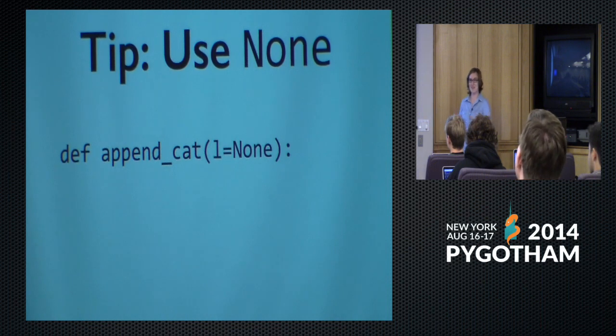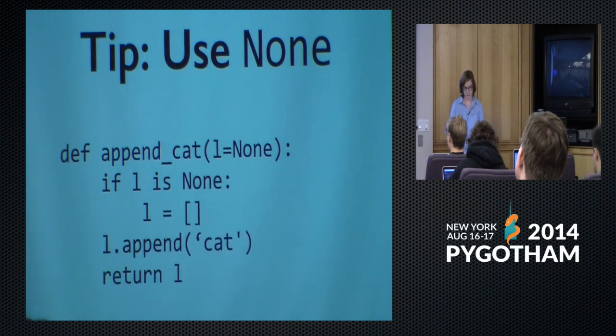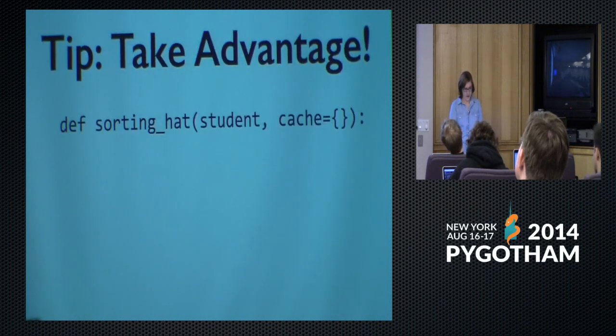Okay, so a tip to avoid bugs caused by this is using None instead of an empty list. Then the first thing that we would do in this function is check to see if L is None. If it is, then we'll just create a new empty list for L and then move on with our function. Another tip, we can take advantage of this sort of thing.